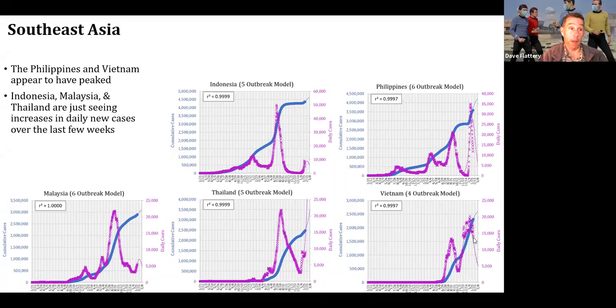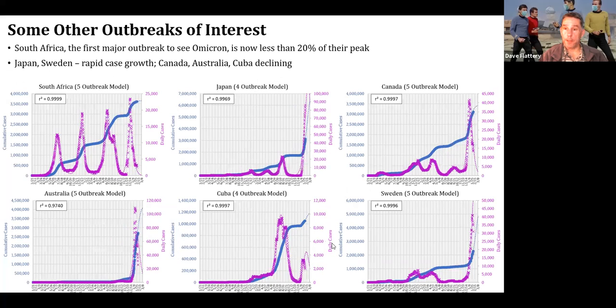But cases are coming down lately, but it's not clear that they've gotten through their Omicron peak yet or not. It seems like Malaysia and Thailand may be just starting theirs. Couple other outbreaks of interest.